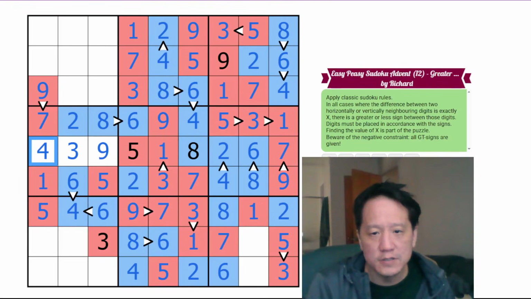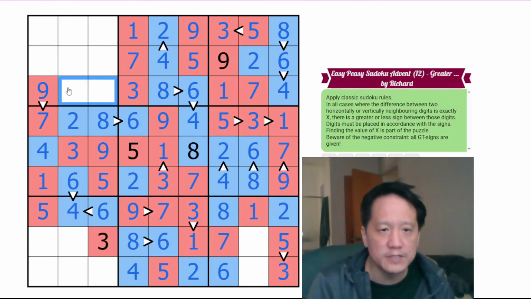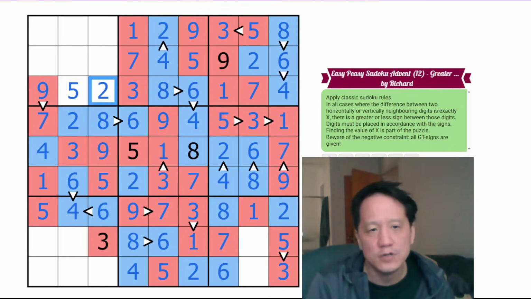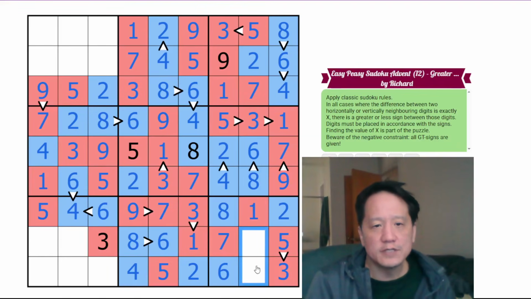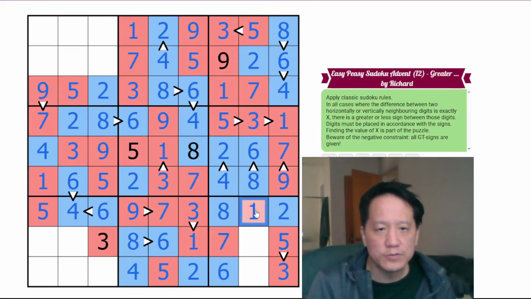So this is even, and these are odd. Remaining digits in row 3 are 2 and 5. 2 can't be here because of 2 in the column, so this is 5, that's 2. Also, 5 couldn't be next to the 3 because there would be a greater than sign, but we don't need that information. Remaining digits in column 8. Actually, maybe we can just start doing numbers.